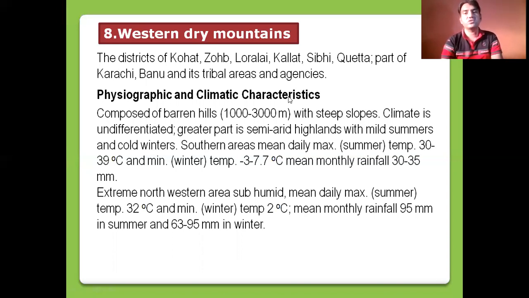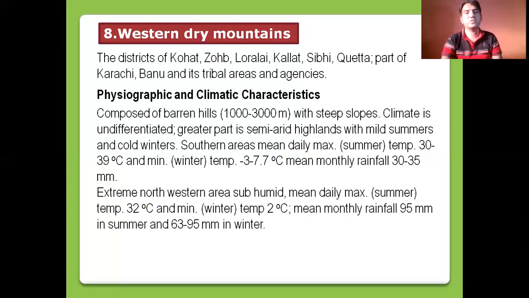1,000 to 3,000 meters with steep slopes. So we have these barren hills with a steep slope from 1,000 to 3,000 meters. There are sudden, steep slopes in those hills. The climate is undifferentiated. The greater part is semi-arid highlands with mild summers and cold winters because they have a dry climate there. That's why the summers are mild and the winters are cold.